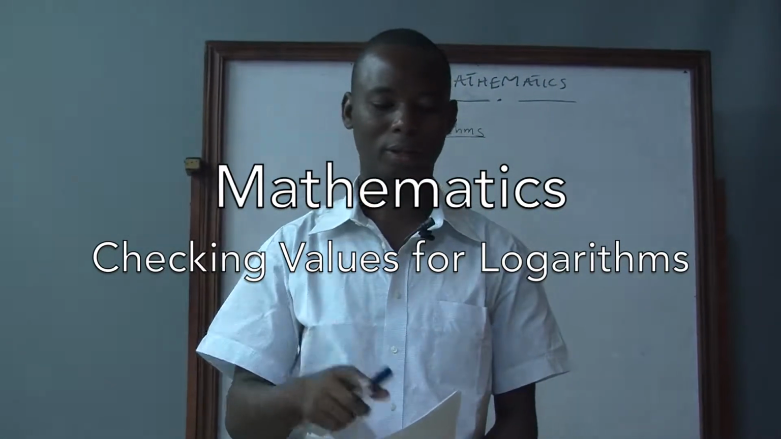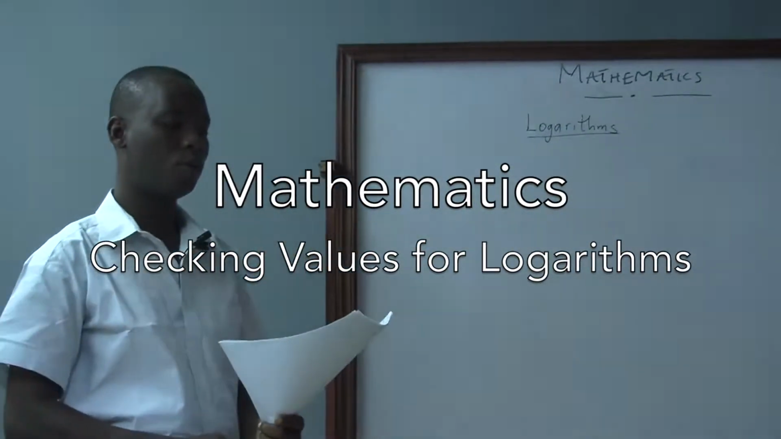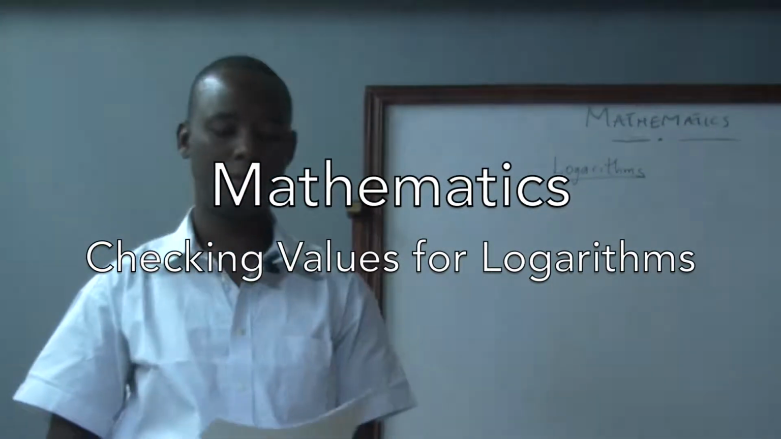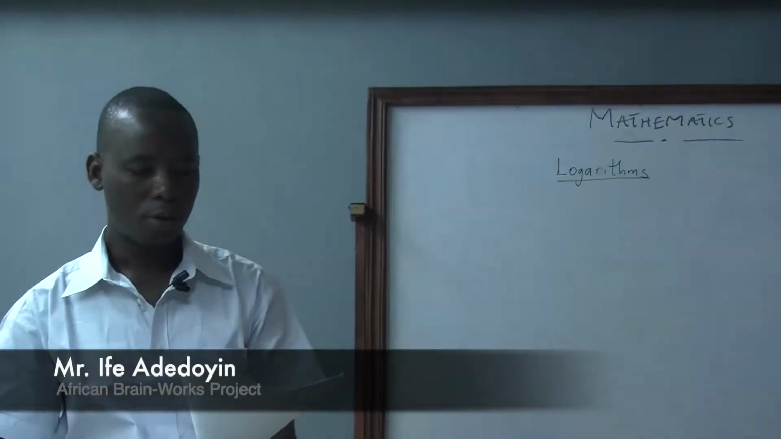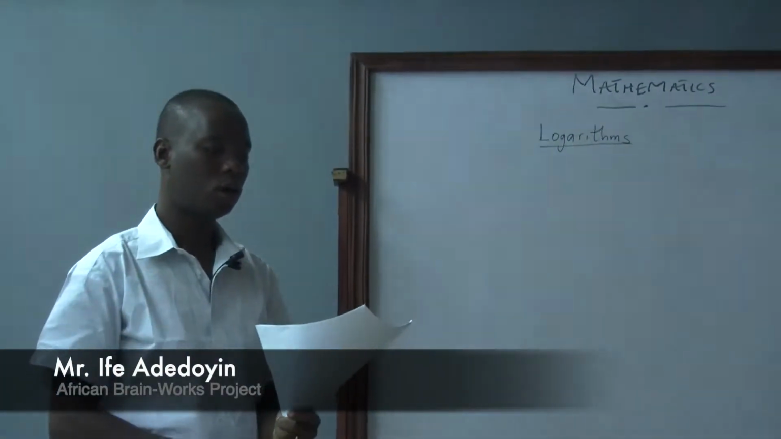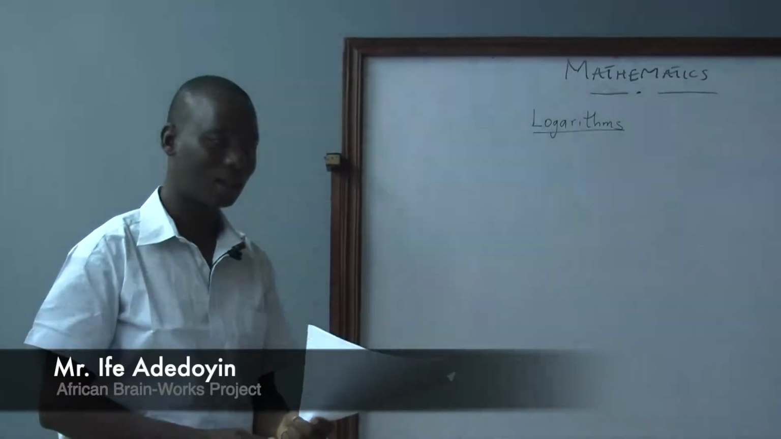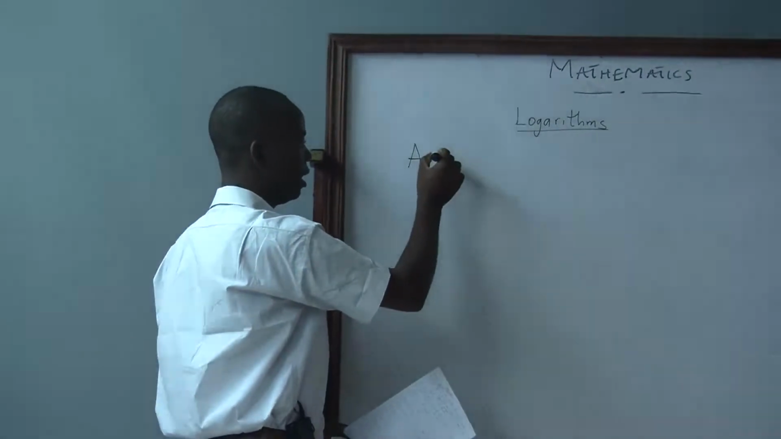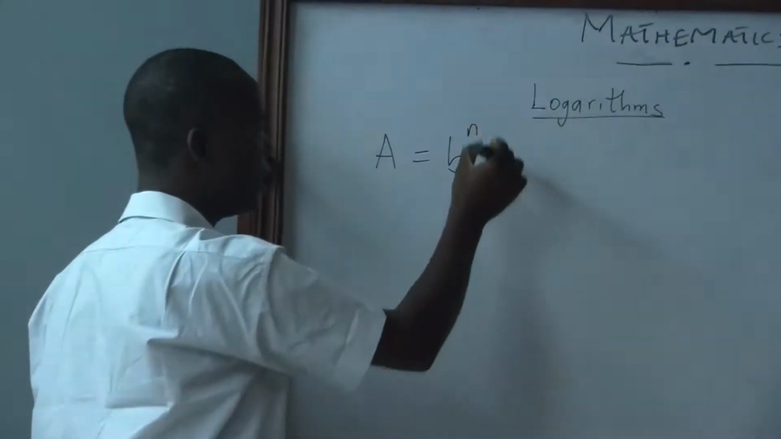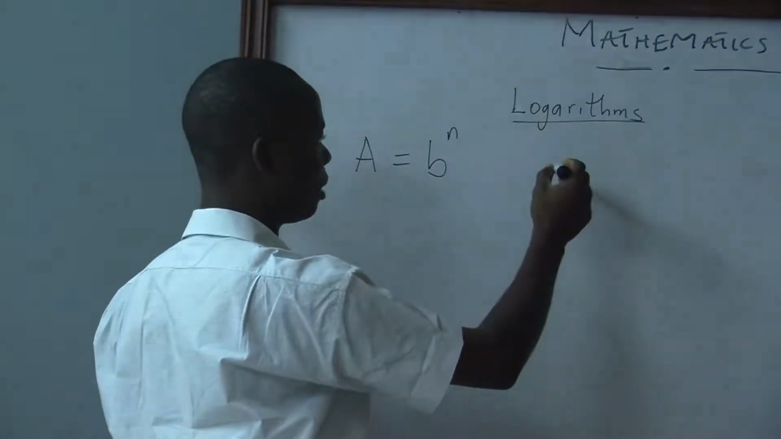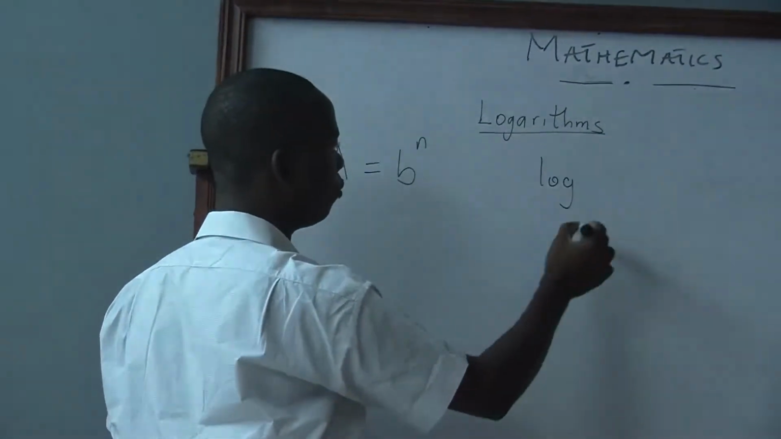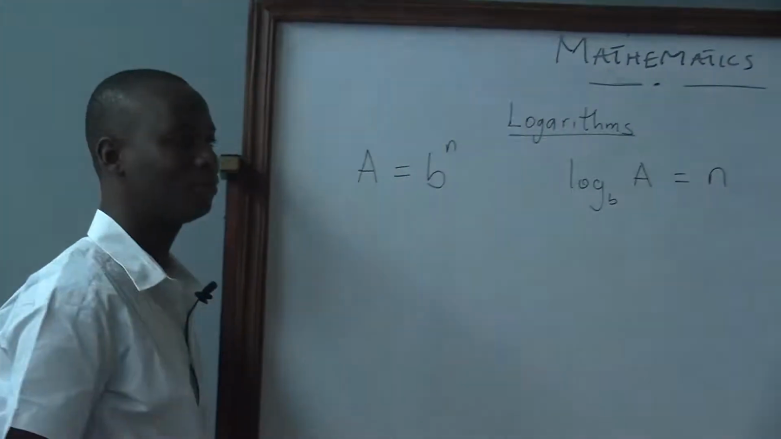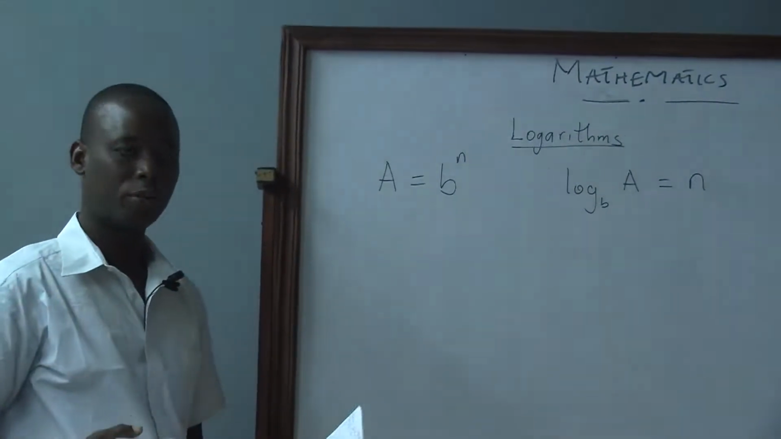We'll be continuing with the topic logarithm, and today we want to see how we'll be checking the value for the logarithm. The first thing we're going to do is remind ourselves of where we stopped in the last class, where whenever we have a number a equals b raised to the power of n, we can interpret it as log of number a in base b equals n. Don't forget this because it's very crucial for us.